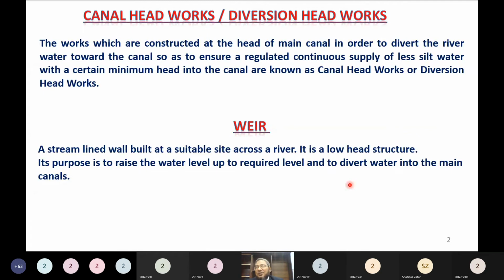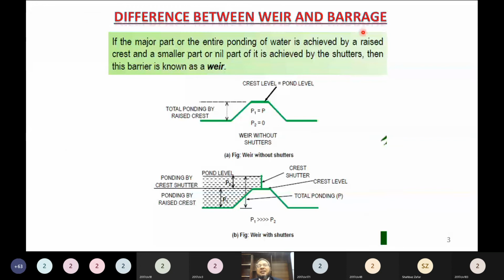And conceptually, we know what a weir is. A weir is a hump whose height is greater than the critical height, because then that hump will cause a damming action on the upstream side. But if the height of the hump is kept lesser than the critical hump height, it will simply be called a hump, and not a weir. Now, the difference between weir and barrage.